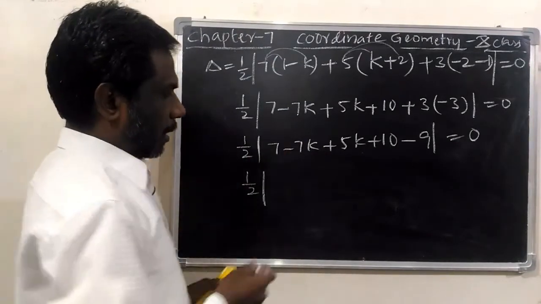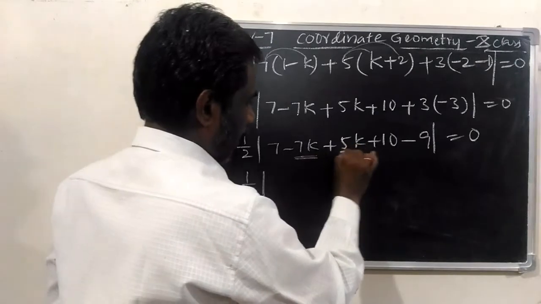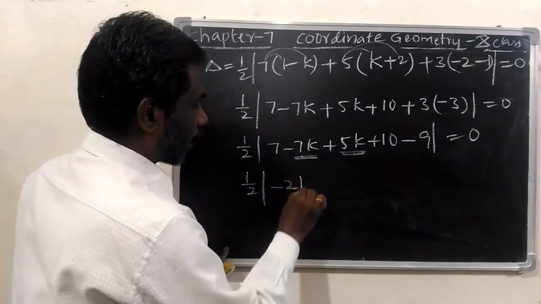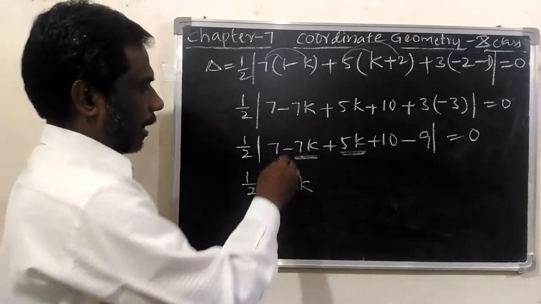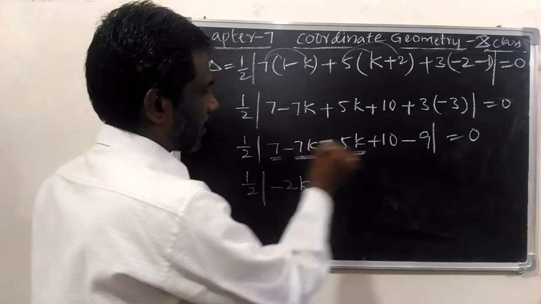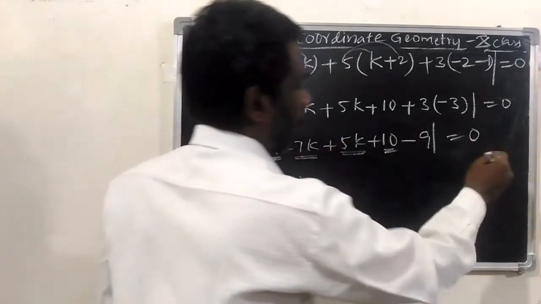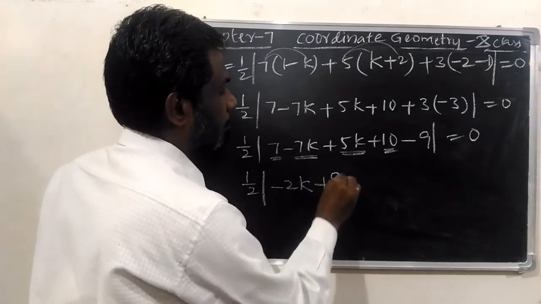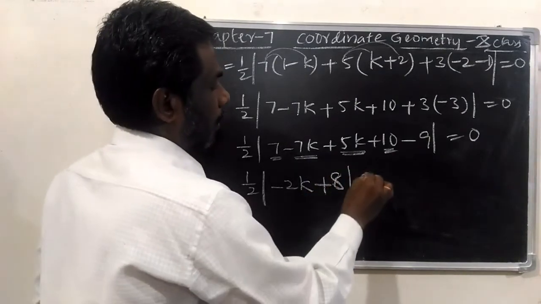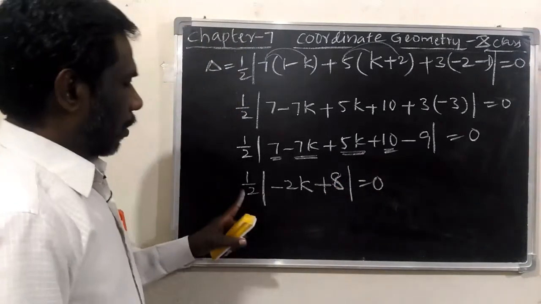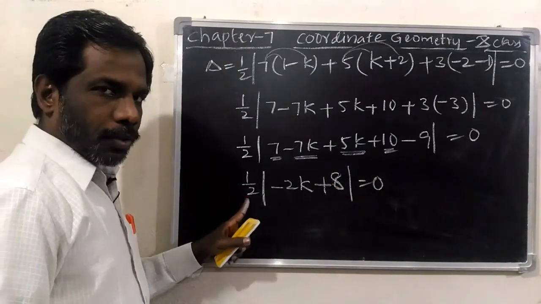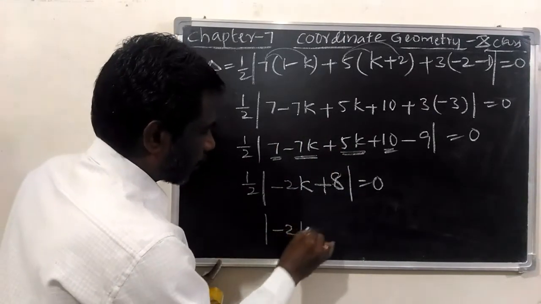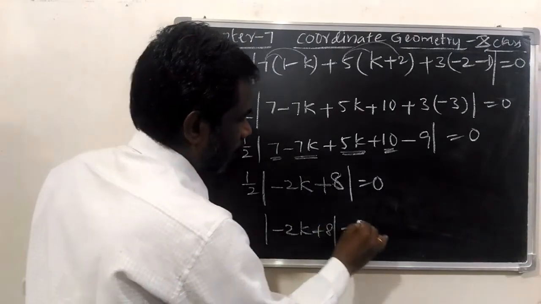1/2 mod of, see, first simplify the k terms. Minus 7k plus 5k is minus 2k. And next the constants. 7 plus 10 is 17, 17 minus 9 is 8, plus 8 equal to 0. Now transfer this denominator to the right side. So we can write now mod of minus 2k plus 8 is equal to 0 into 2.